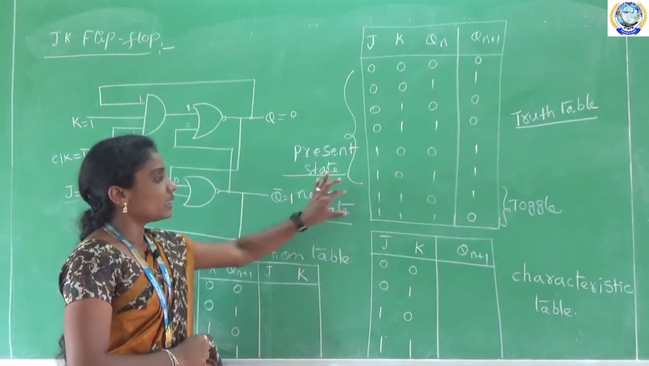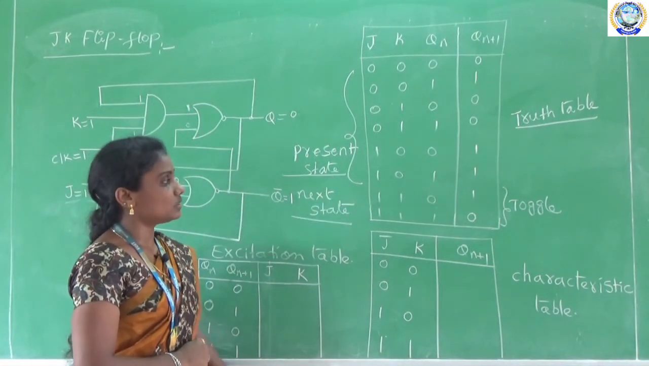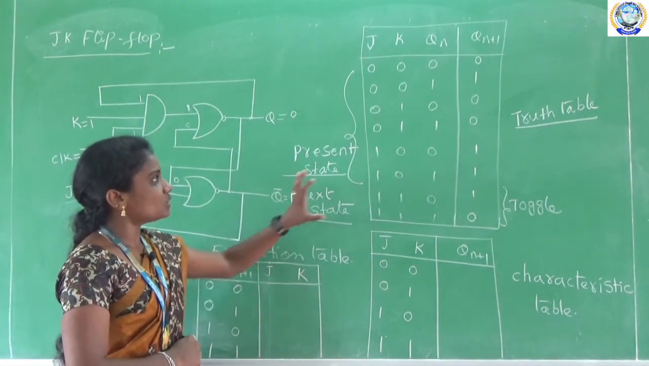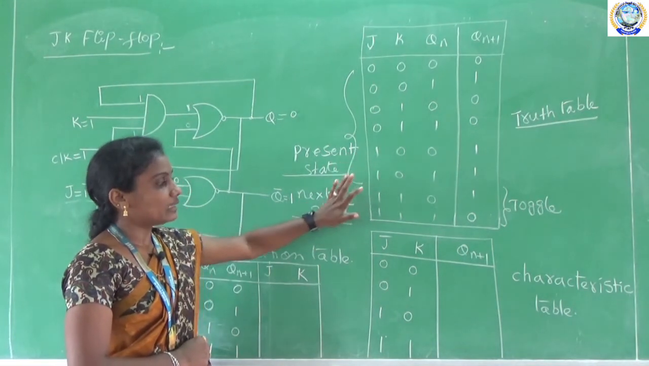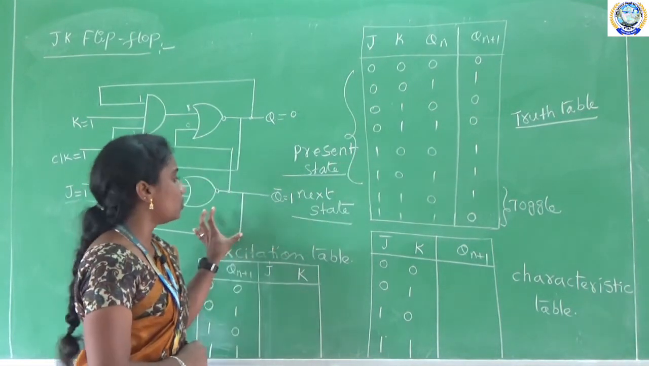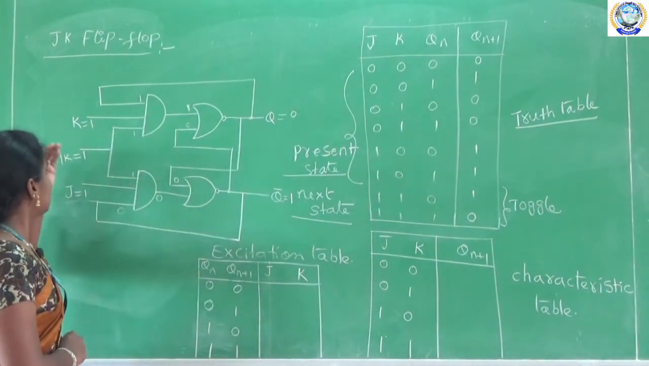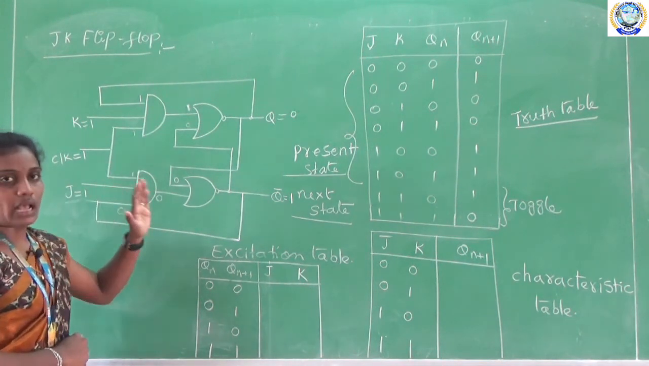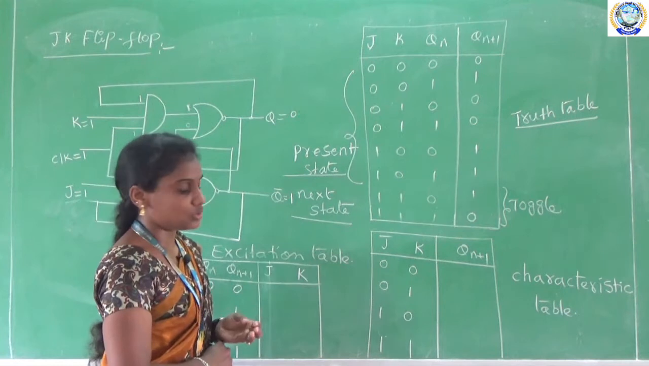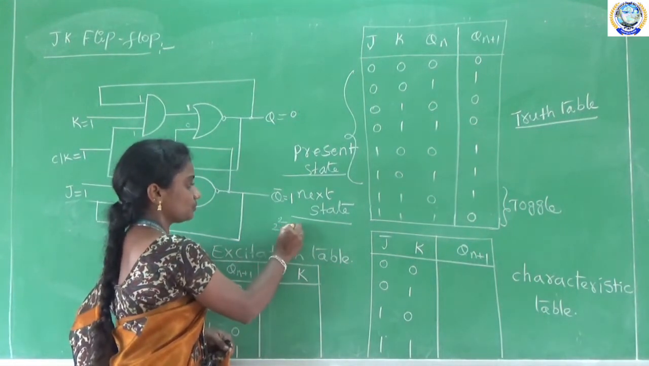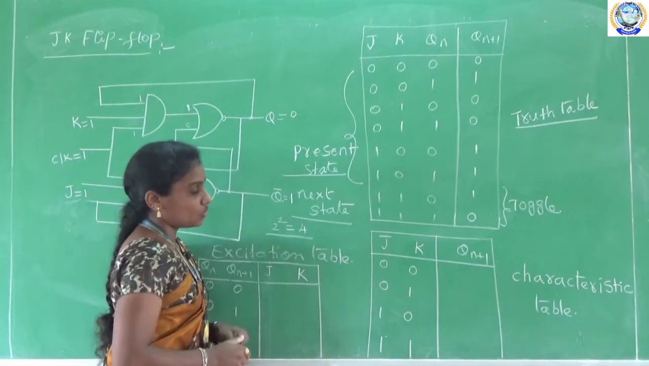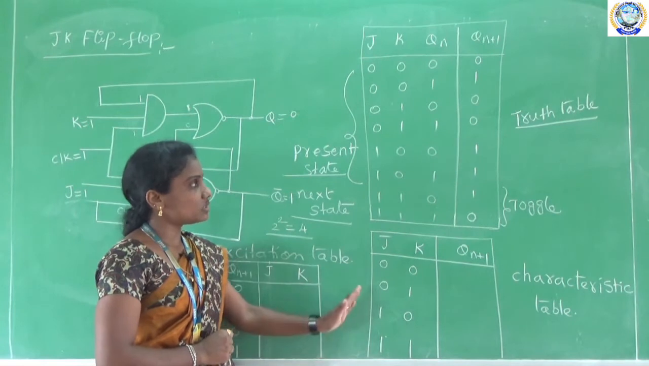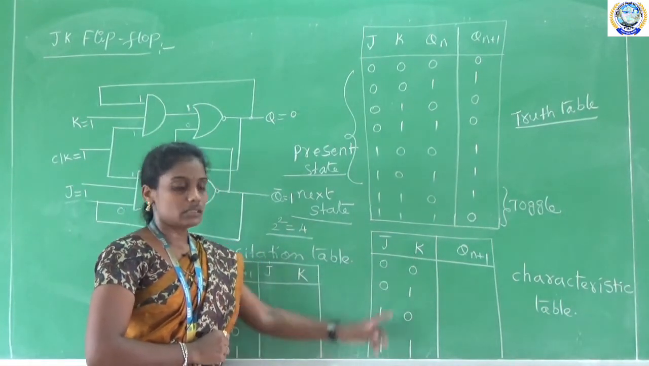So like this, the race condition in the SR flip-flop is rectified by using this JK flip-flop. Similarly, if this one is the truth table, if we consider the characteristic table of the JK flip-flop. So here, if we consider only J and K as the inputs of this JK flip-flop, then we have only 4 combinations of inputs, that is 2 power 2 equal to 4. According to these 4 input combinations, we will write the next state, that is Qn plus 1.